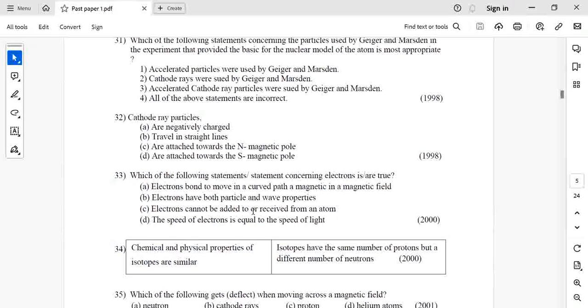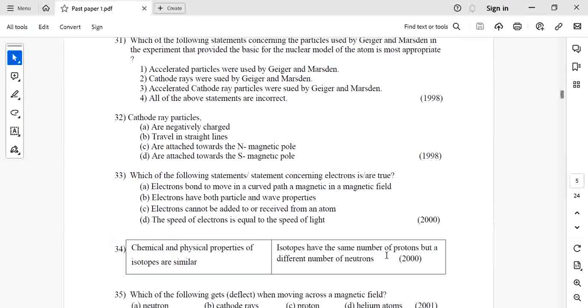Question 33. Electrons move in a curved path in a magnetic field. Yes, we know that in a magnetic field they move in a circular path. Electrons have both particle and wave properties. We haven't discussed it yet, but in the future we will. But you know that electrons have particle properties. What are particle properties? Energy, and if there is momentum, we call them particle properties.